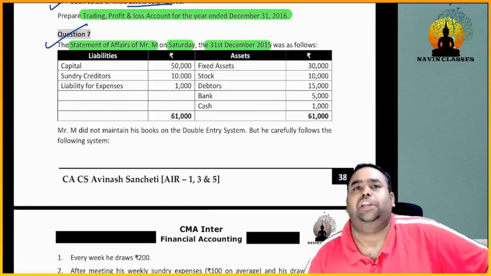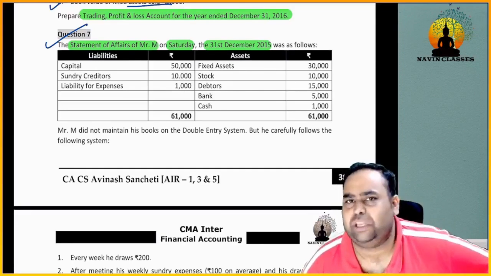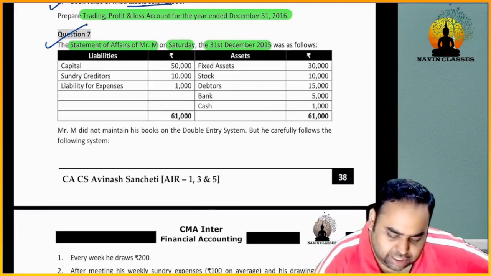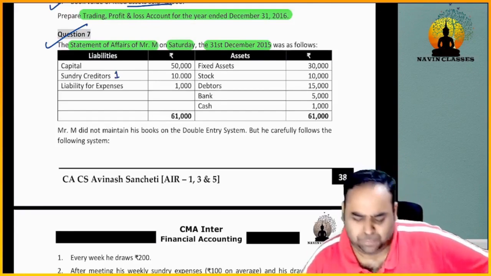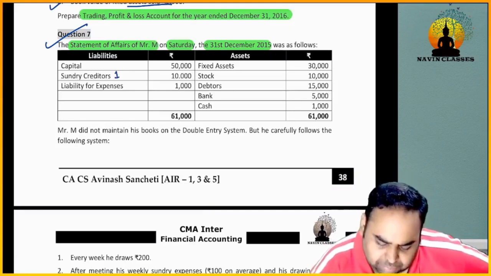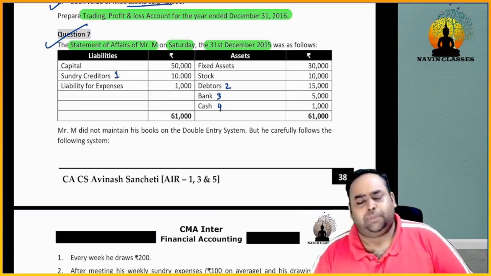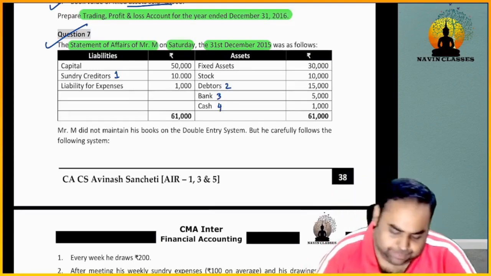This time, the question already provides you with a balance sheet. Since the balance sheet is given, you will not create the opening balance sheet again. There is capital and creditors, so I will definitely create a creditor account, liability for outstanding expenses, fixed assets, stock and debtors, so I will create a debtor account. There is bank and cash. I will make both cash and bank together in a cash book and will make 4 ledger accounts. Opening balance sheet will not be made this time.